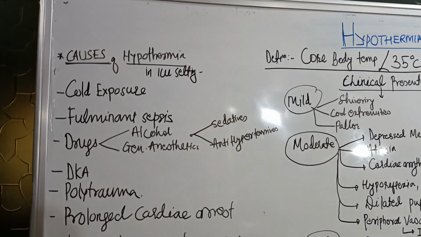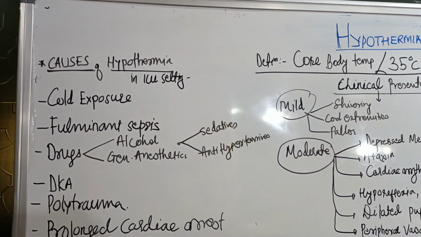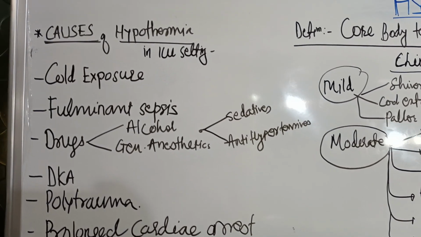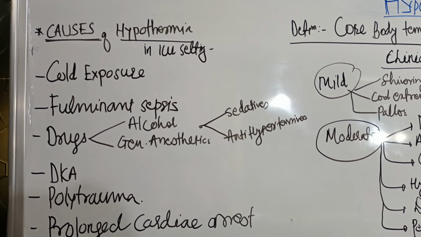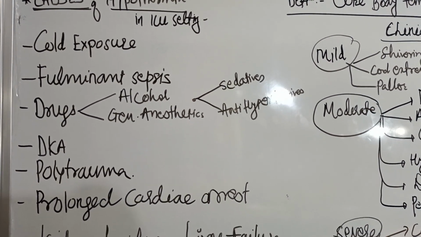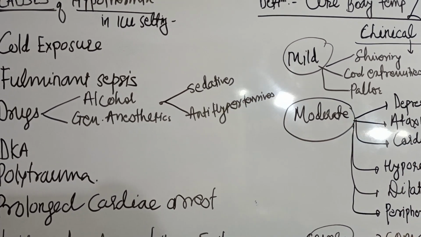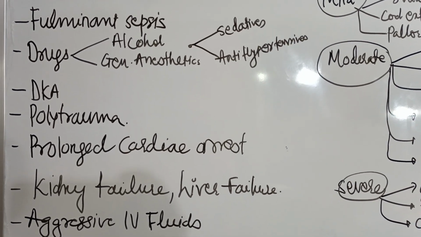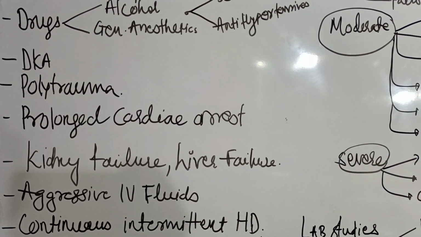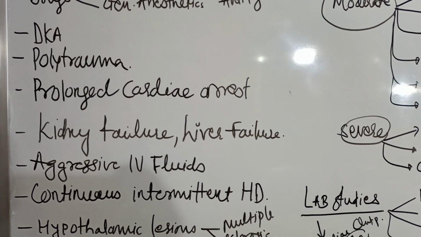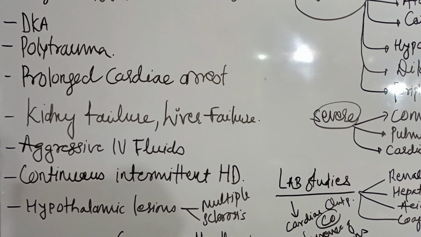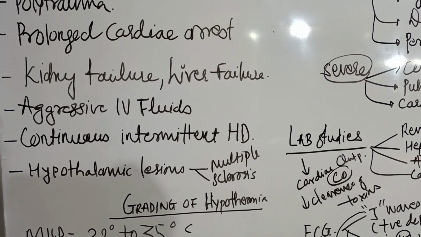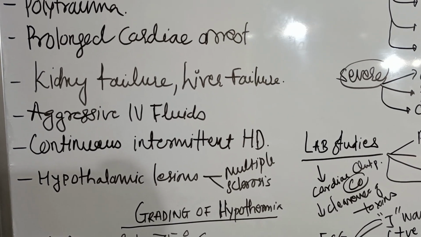cool temperature of OT. So in ICU, there are a number of causes of hypothermia, which include cold exposure because of air conditioning or low environmental temperature, or fulminant sepsis, drug-induced hypothermia, specifically alcohol intoxication, general anesthetics, sedatives, antihypertensives, decay, polytrauma, prolonged cardiac arrest, kidney failure, liver failure, aggressive IV fluids which are very cold also cause hypothermia, continuous intermittent hemodialysis also responsible for hypothermia, hypothalamic lesions like multiple sclerosis also cause hypothermia.